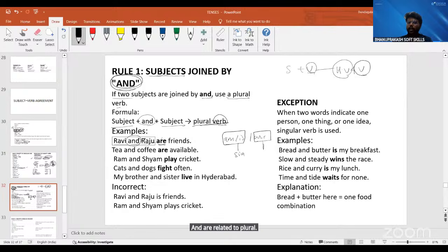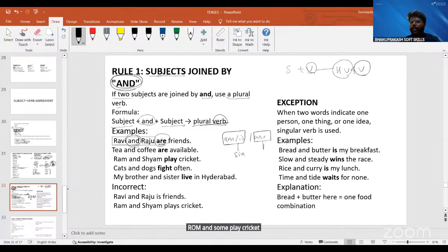So Ravi and Raju, which is combined with the word and, comes under the plural category. So we use the plural verb here, which is are. Ravi and Raju are friends. Tea and coffee are available. Ram and Sham play cricket.